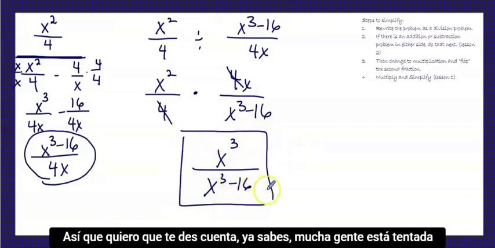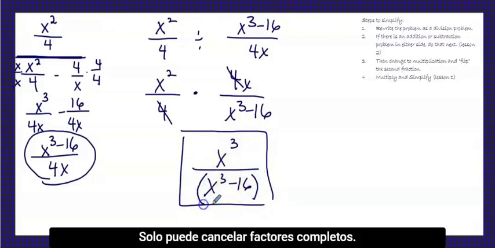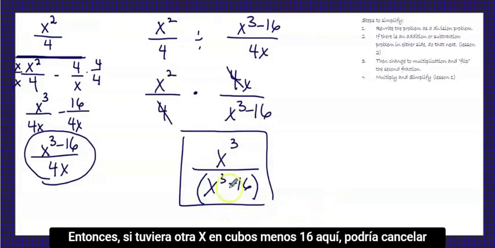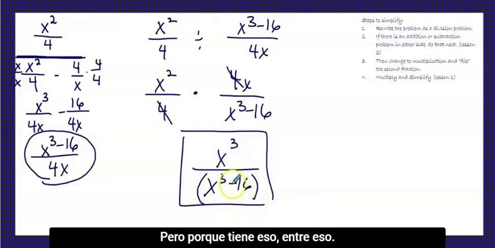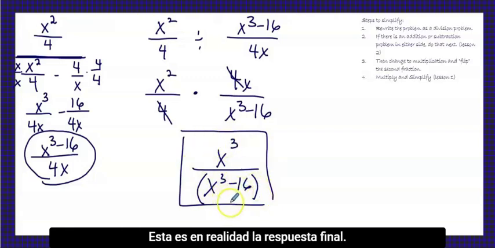So I want you to notice, a lot of people are tempted to mark out these x cubes, but this is the factor right here. You can only cancel out entire factors. So if I had another x cubed minus 16 up here, I could cancel it out. But because it's got that minus between it, this is the whole expression right here. This is the factor. So I can't cancel anything in this. So this is actually the final answer. All right, so that will do it for complex fractions.